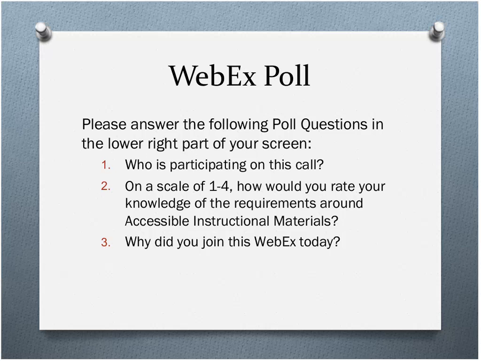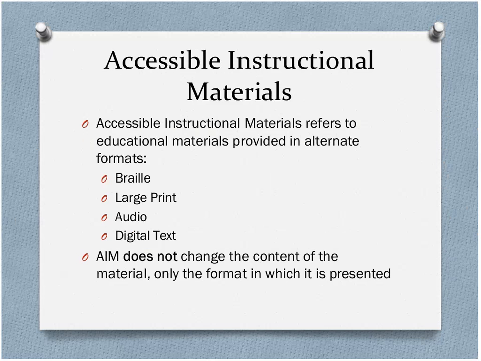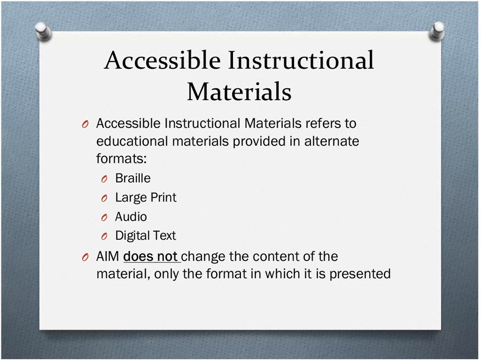Okay, so let's keep going. Accessible instructional materials really talk about educational materials in different formats, and primarily that means Braille, large print, audio, and digital. The really important thing to remember about AIM is it does not change the content. We get a lot of questions sometimes around, is this an accommodation, is this a modification? Accessible instructional materials really just take the exact information and put it in a format that makes it accessible to students who need it in a different format.